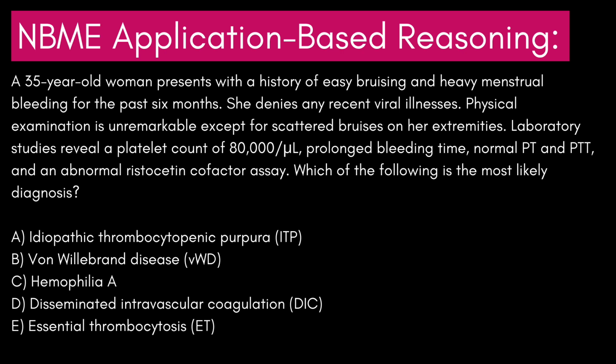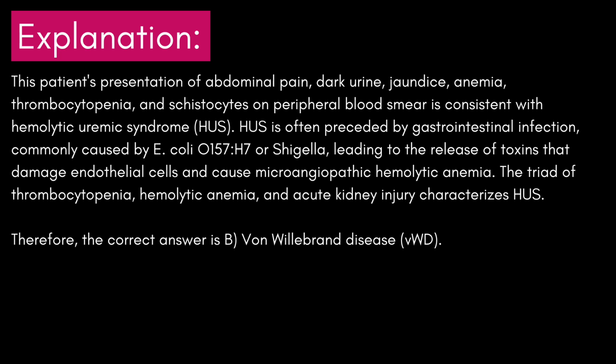Otherwise, moving on now. This patient's presentation of abdominal pain, dark urine, jaundice, anemia, thrombocytopenia, and schistocytes on peripheral blood smear is consistent with hemolytic uremic syndrome, also known as HUS. HUS is often preceded by gastrointestinal infection, commonly caused by E. coli O157:H7 or Shigella, leading to the release of toxins that damage endothelial cells and cause microangiopathic hemolytic anemia. The triad of thrombocytopenia, hemolytic anemia, and acute kidney injury characterizes HUS. Therefore, the correct answer is B. von Willebrand disease, VWD.